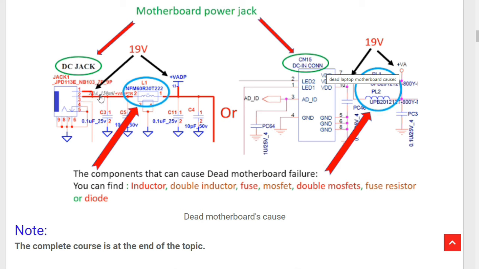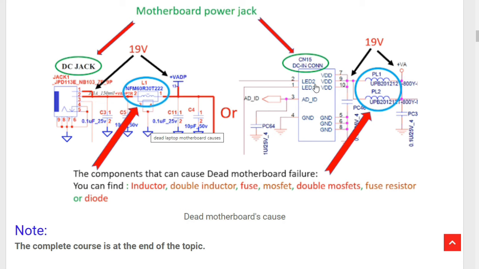This 19 volt will pass directly through this inductor, and then we will get here the plus V adapter 19 volt. So if you have any problem with the DC jack, for example, we will not get 19 volt here, or even with the inductor or ceramic capacitors, you will not get 19 volt here. Means the motherboard will be a dead motherboard.